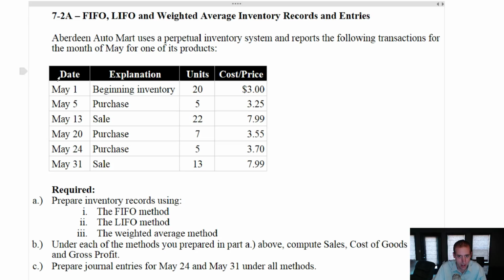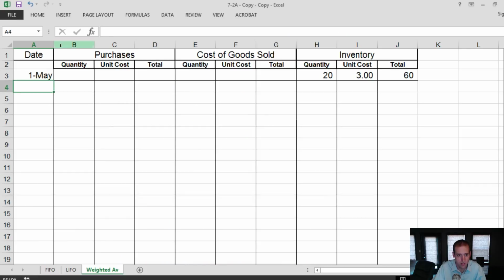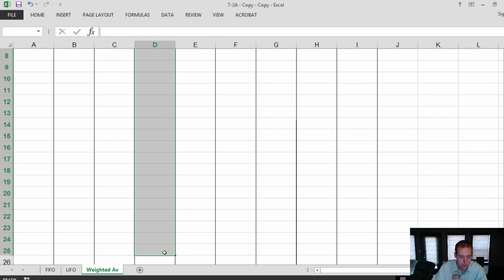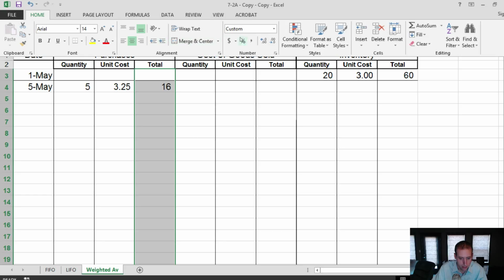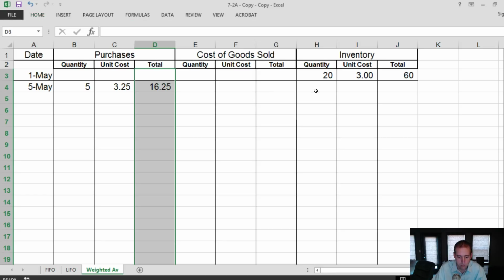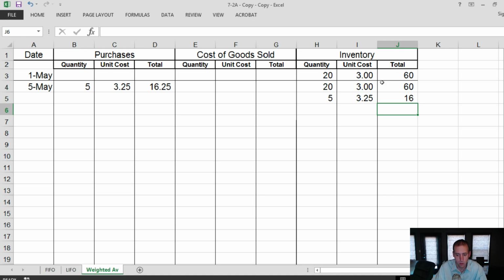Let's have a look at May the 5th. We make a purchase. 5 units at $3.25 apiece. Five times 3.25 is, of course, $16.25. And I will make sure that I get all the decimals. So I had 20 at 3 for 60. I'm adding to it 5 at 3.25 for 16 and a quarter.